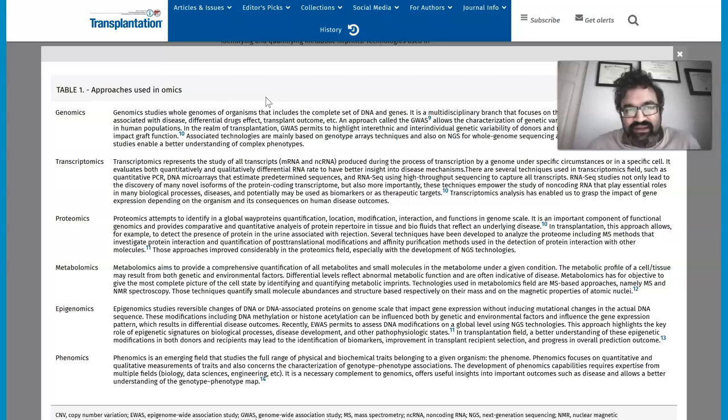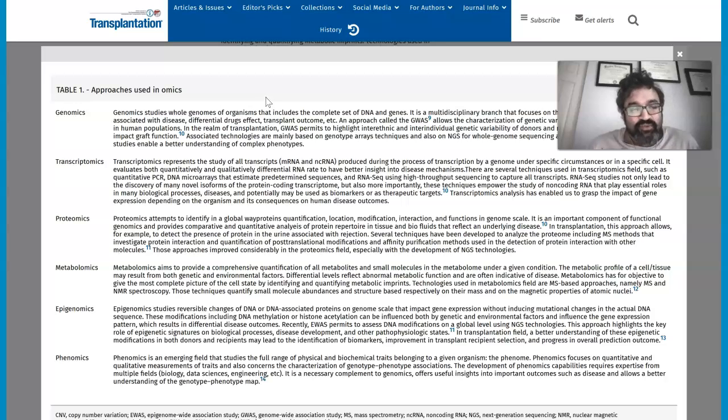So looking at this, there's genomics. Genomics studies whole genomes of organisms, which includes the complete set of DNA and genes. It is a multidisciplinary branch that focuses on the identification of genetic variants associated with disease, differential drug effect, transplant outcome, etc. So the GWAS approach allows the characterization of genetic variants related to complex diseases in human populations. In the realm of transplantation, GWAS permits us to highlight interethnic and inter-individual genetic variations.